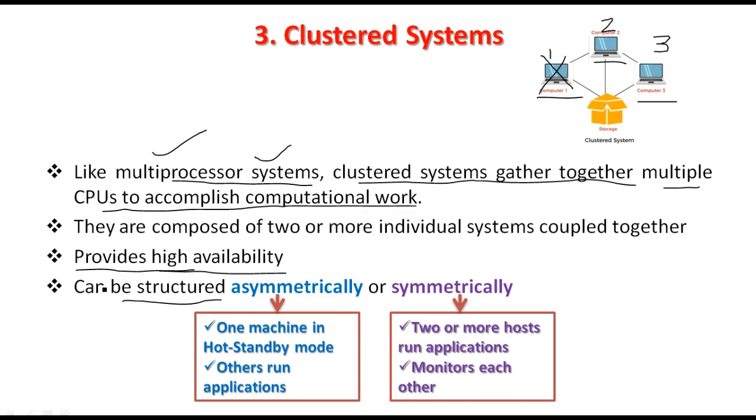Asymmetrically means one machine is in hot standby mode, right? The meaning of hot standby mode is that while the other is running the application, one will stand by in hot standby mode. The hot standby machine does nothing but monitor the activity of the server. That is the purpose of hot standby. Standby means it is doing nothing, but it is monitoring, right?